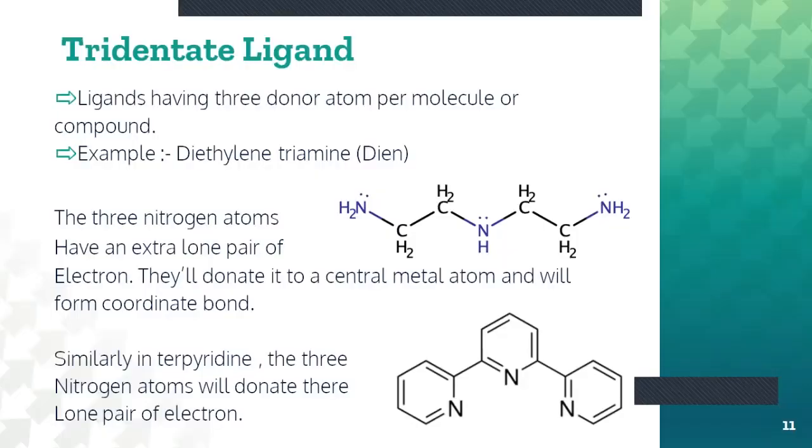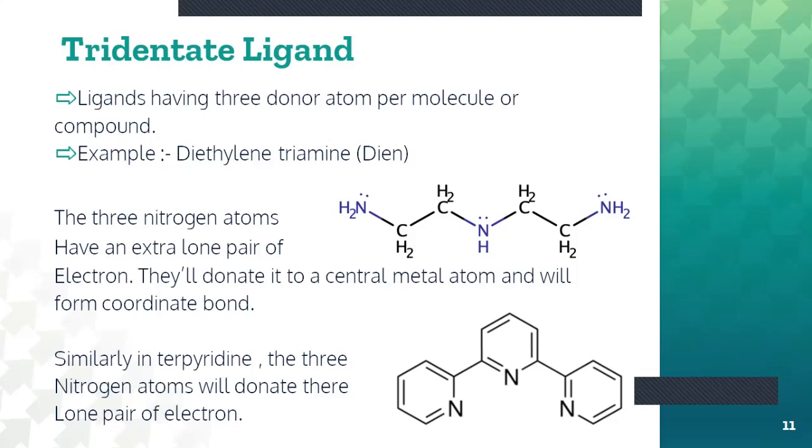Coming on to the next topic of tridentate ligands, I hope you are clear now. Mono or unidentate ligands will have one donor atom, bidentate will have two donor atoms, and similarly tridentate ligands will have three donor atoms per molecule or compound. So the first example is diethylene triamine. Again, as ethylene diamine was for two donor atoms, similarly diethylene triamine is for three donor atoms. So the three nitrogen atoms, each having a lone pair of electrons, will donate it to the central metal atom and form a coordinate bond.